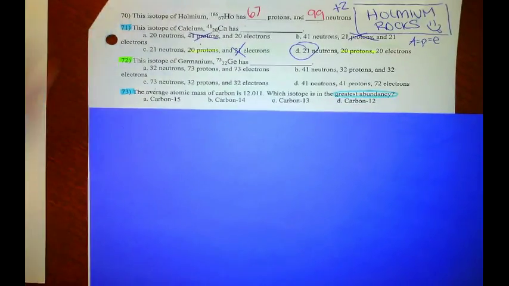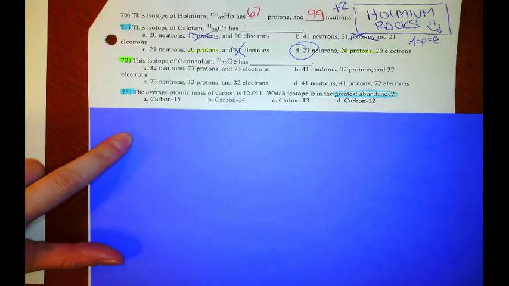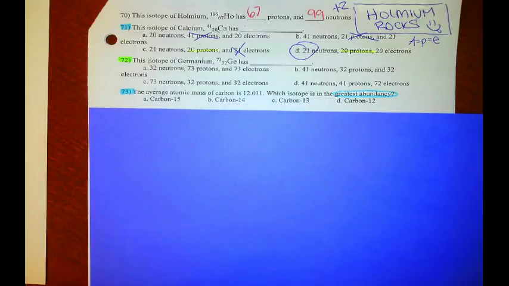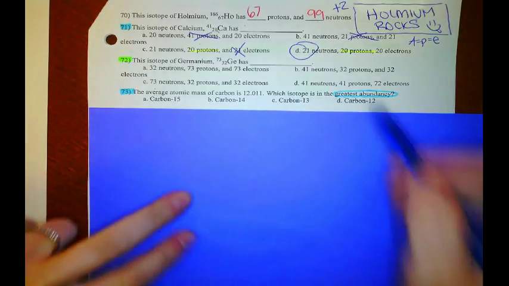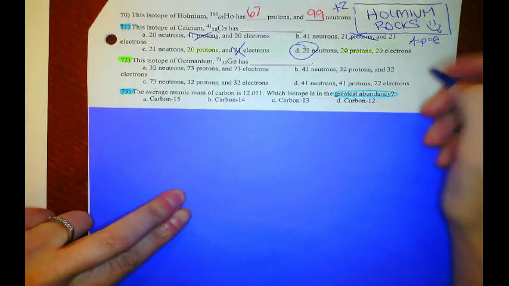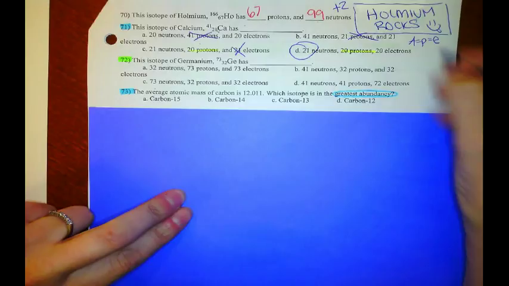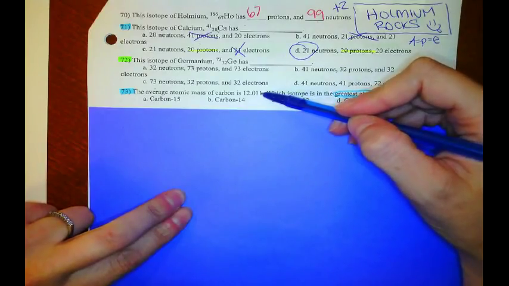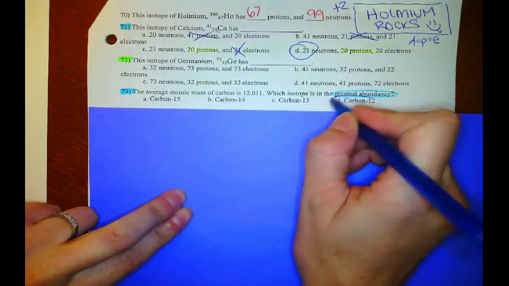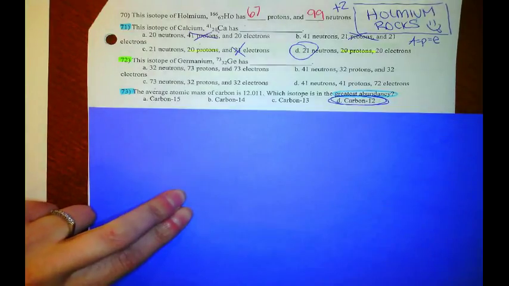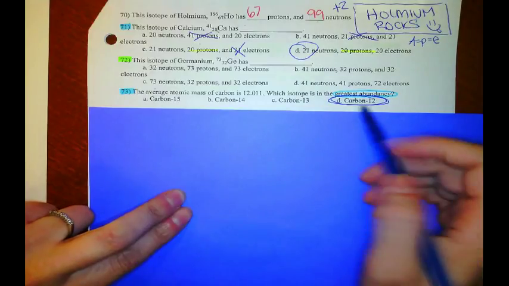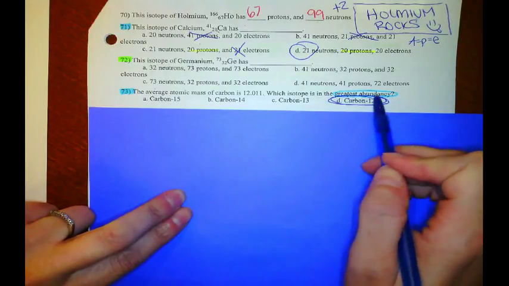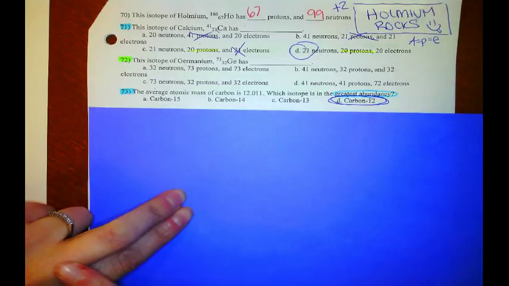Then, the average atomic mass of carbon is 12.011. Which isotope is in the greatest abundancy? That means which isotope is the most common, which also means which one's going to be the highest percent. So you just round to this number. If the average is basically 12, that must be because almost all carbon on Earth is carbon-12. That's why the average is 12. So when you're looking for that scary, weird word, greatest abundancy, we're just rounding it.